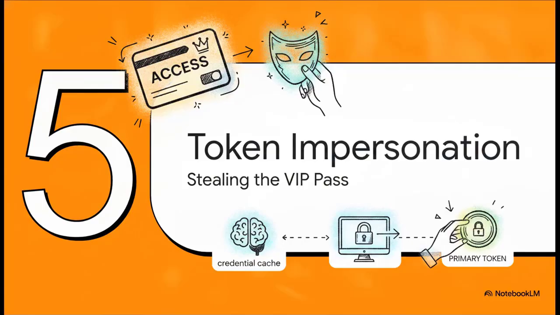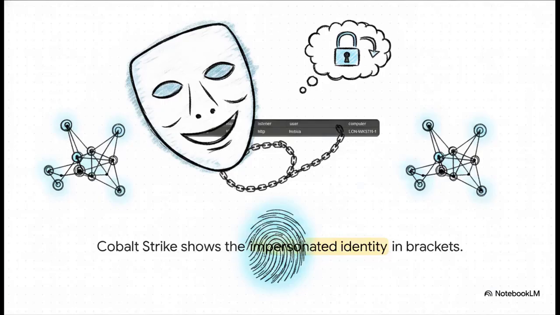Finally, Section 5, Token Impersonation and Management, Stealing the VIP Pass. When you successfully impersonate a token, whether you created one with plaintext credentials or just stole it, command and control frameworks make it super obvious. Look at this interface. The user field actually updates to show the impersonated identity in brackets. You are, for all intents and purposes, visibly wearing the digital mask.